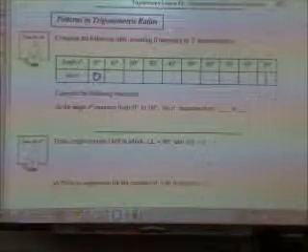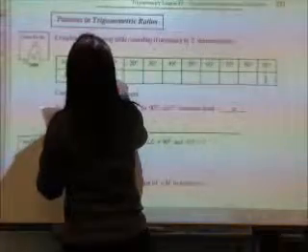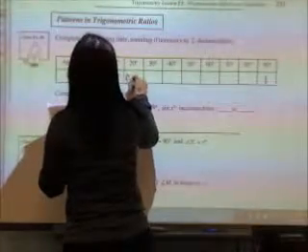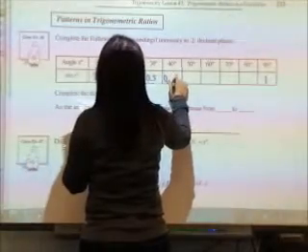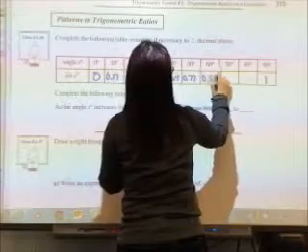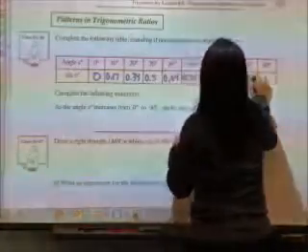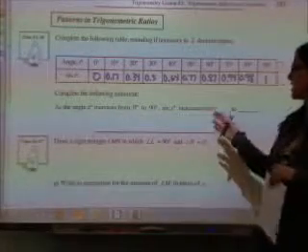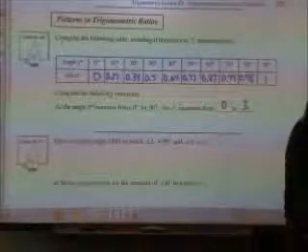So let's fill this in. 10 degrees, I get 0.17, 0.34, 0.5, 0.64, 0.77, 0.87, 0.94, and 0.98. So as the angle goes from 0 to 90, sine x increases from 0 to what?